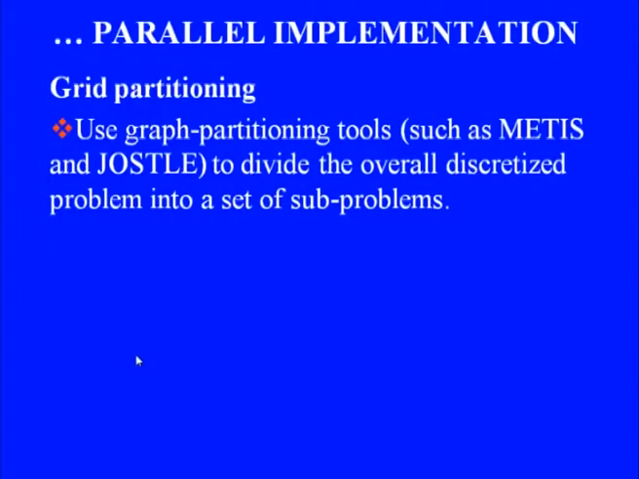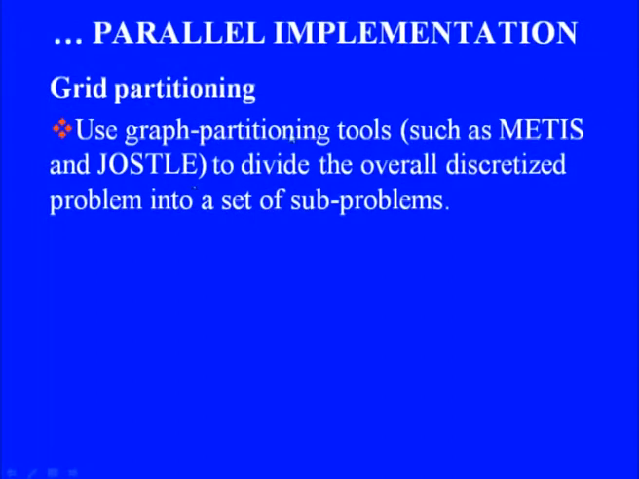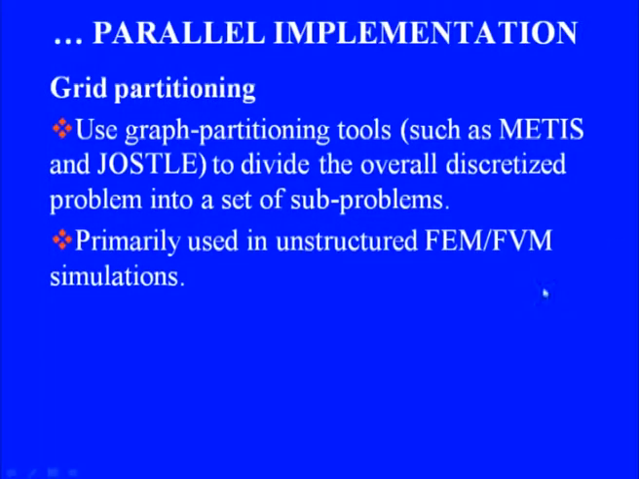The next one is our grid partitioning approach. Here people use graph partitioning tools. Two popular freely available tools are METIS and Jostle. The references are provided at the end of the lecture. These graph partitioning tools are used to divide the overall discretized problem into a set of subproblems. By overall discretized problem we mean the total grid which we have obtained. That overall grid is broken into a subset of small grids which can be mapped to separate processors for handling. Now this grid partitioning approach is primarily used in unstructured finite element or finite volume simulations.